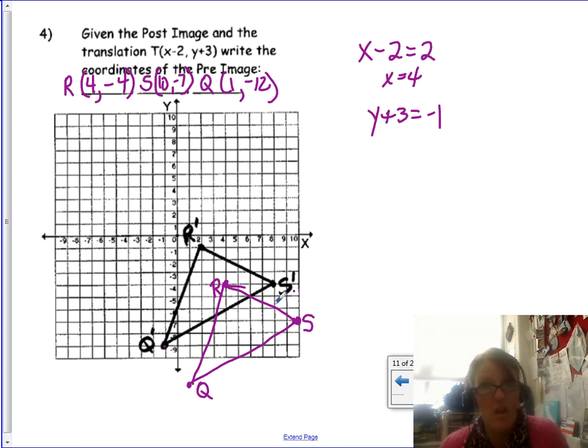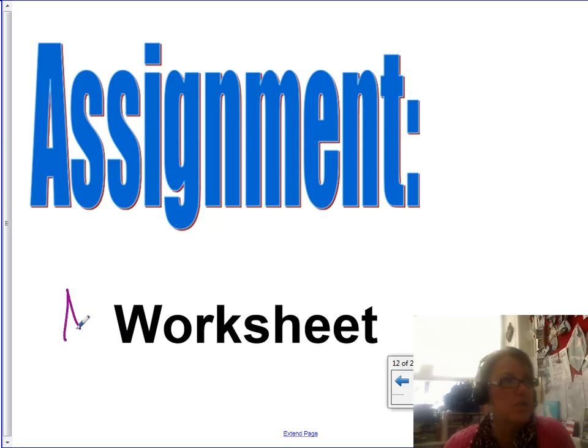Okay. So pre-image, post-image. You now can look at things. If I describe the translation to you, you should be able to give me the coordinates, describe it in words, and find the pre and post images of those objects. All right, your assignment is the worksheet, and there are 12 problems on there, and you're dealing with translations only. So we're just sliding the image to a new location on the screen. Good luck, and as always, may the force be with you.